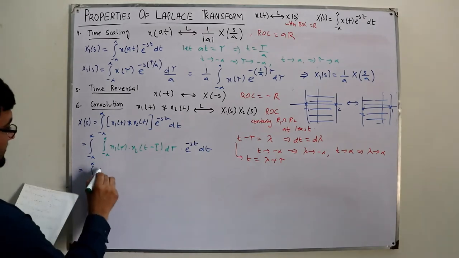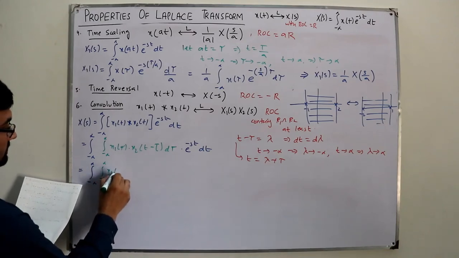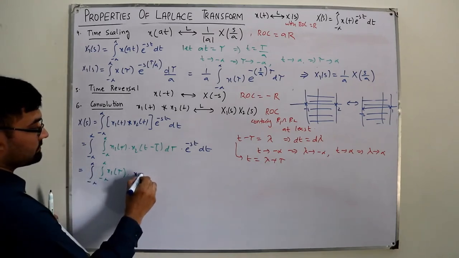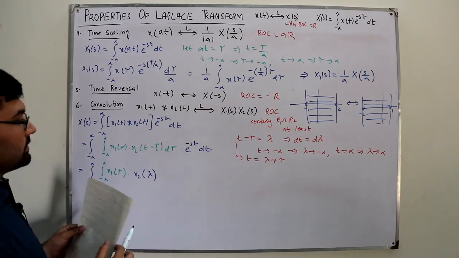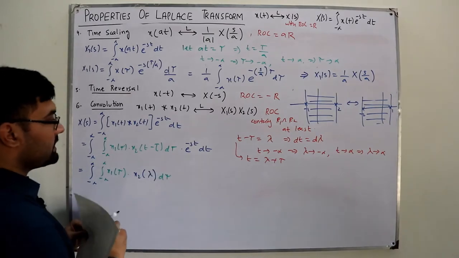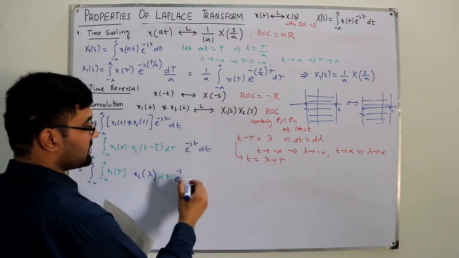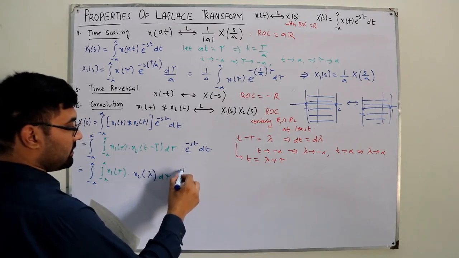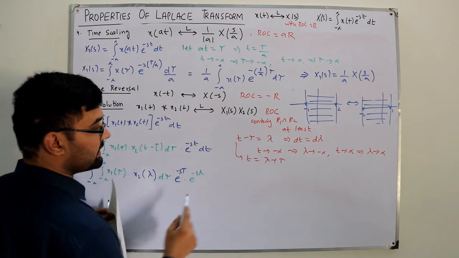The next integration is like this: negative infinity to positive infinity, x1 of tau. Then you have x2, I would write it like this: t minus tau would be lambda. Then d tau, d tau would be the same. Then you have an exponential of negative s, and t would be what? t is lambda plus tau. So you have an exponential of negative s tau, and also an exponential of negative s lambda, and finally d lambda.